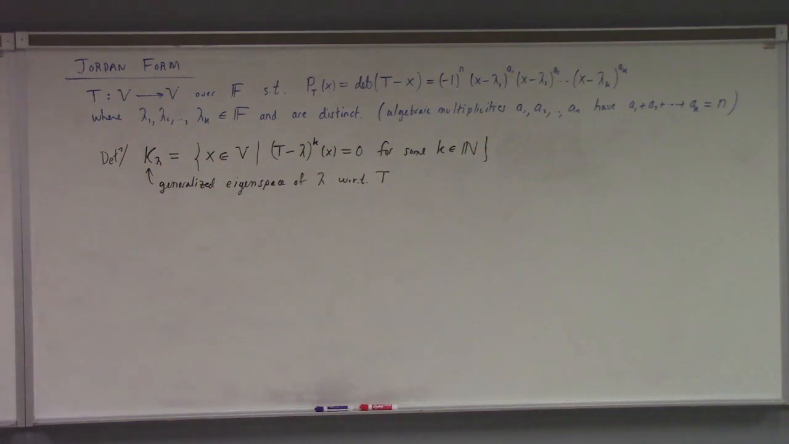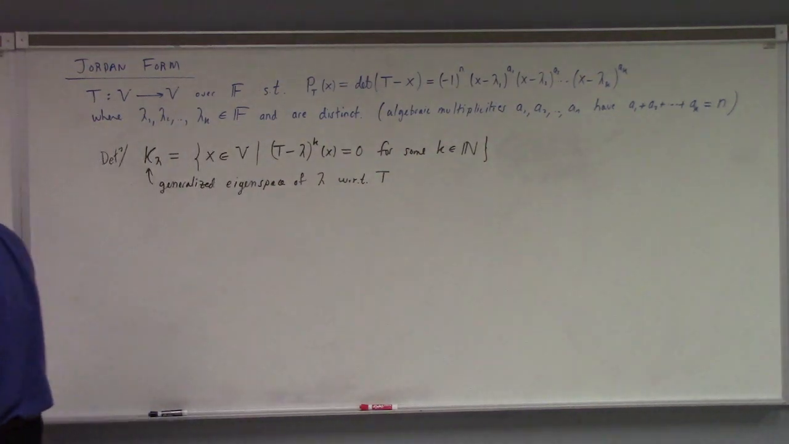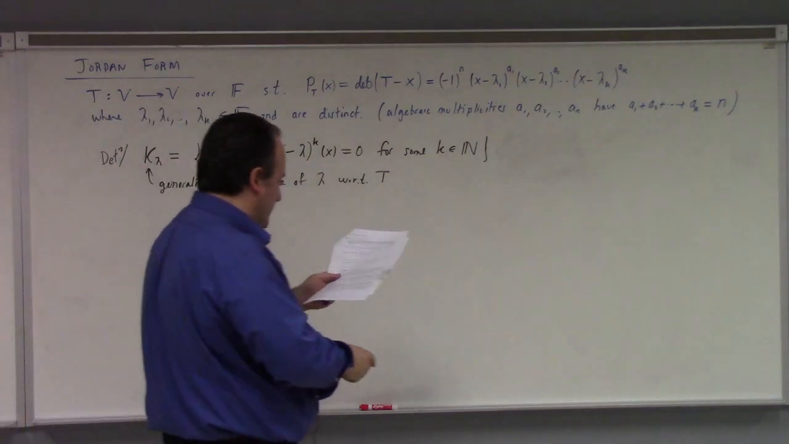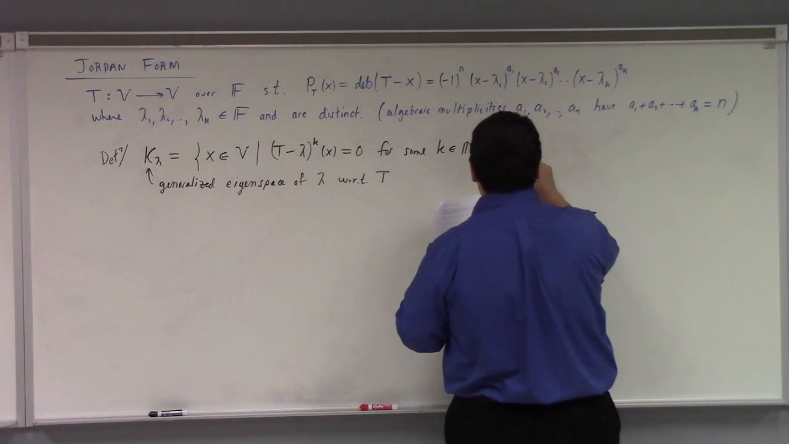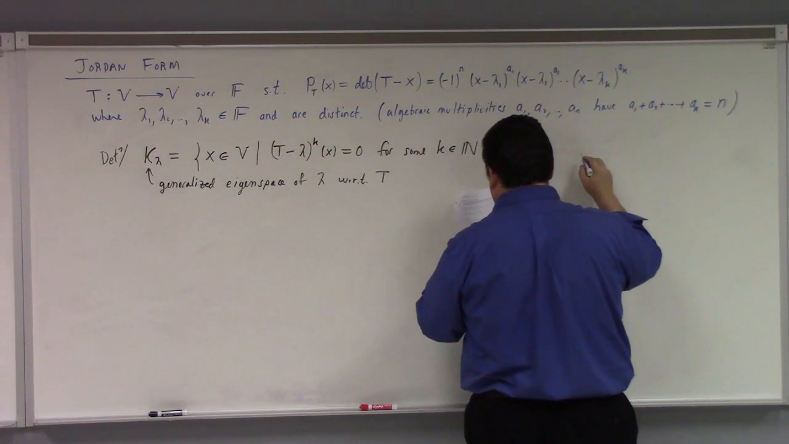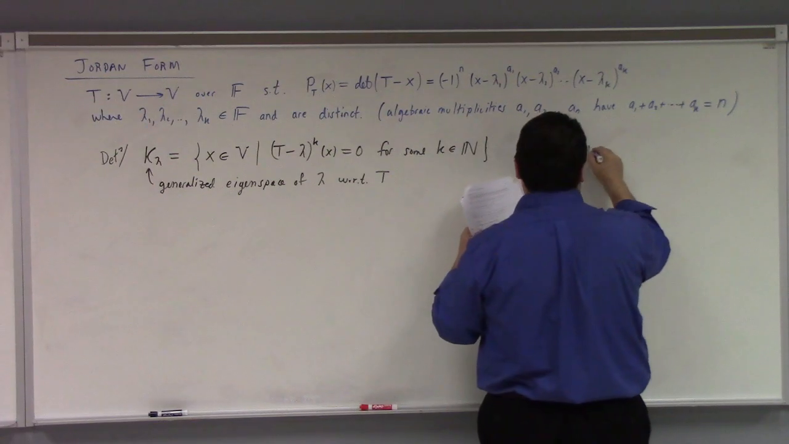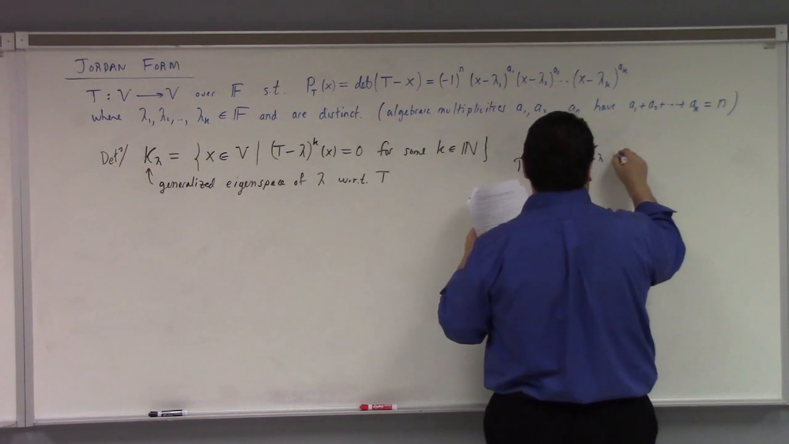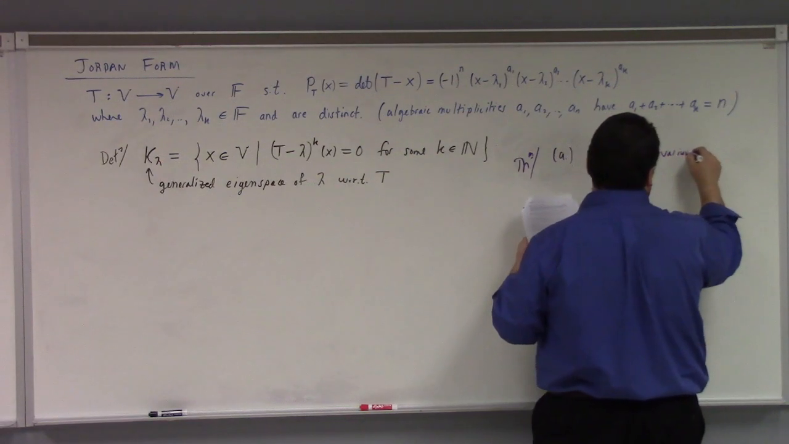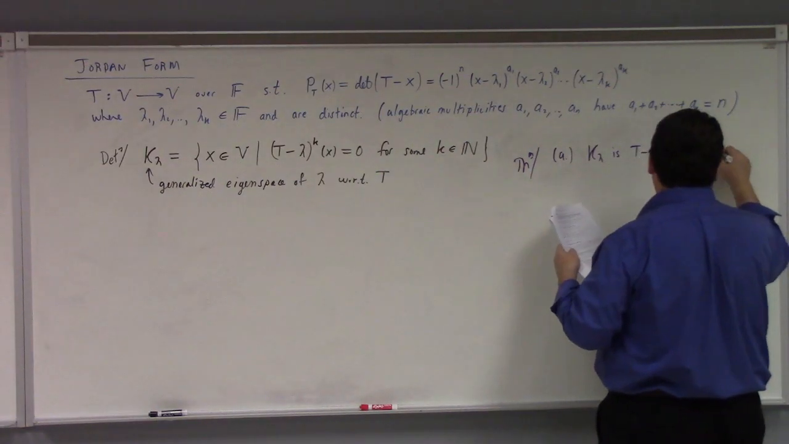But here's the theorem that describes this generalized eigenspace. There's basically a few important features. So here's the theorem. This is my 4.52. Part A: K lambda is T invariant. It's a T invariant subspace.